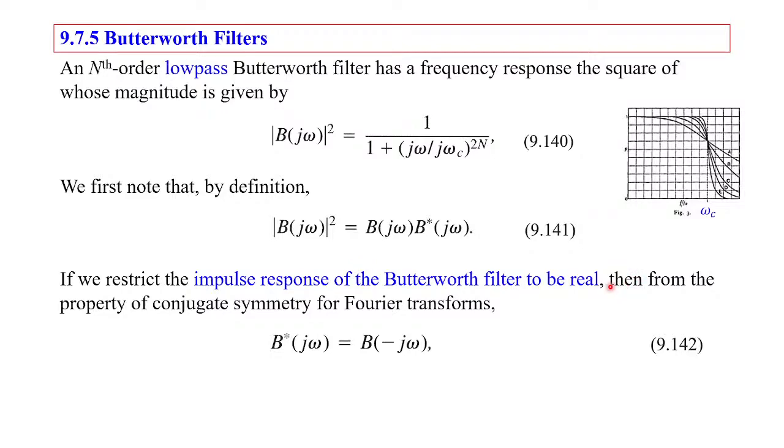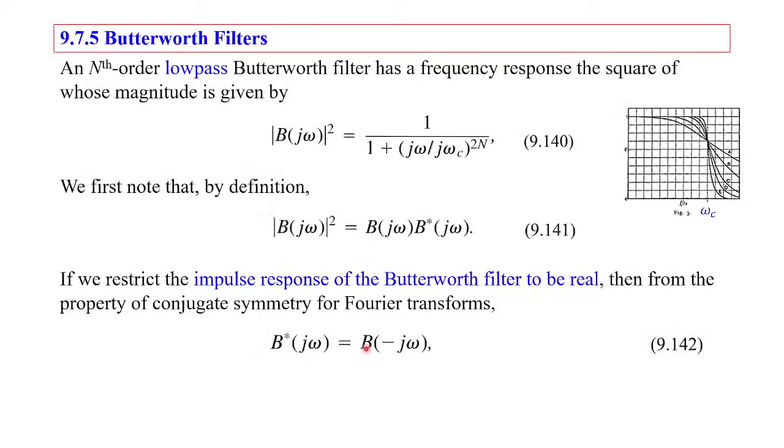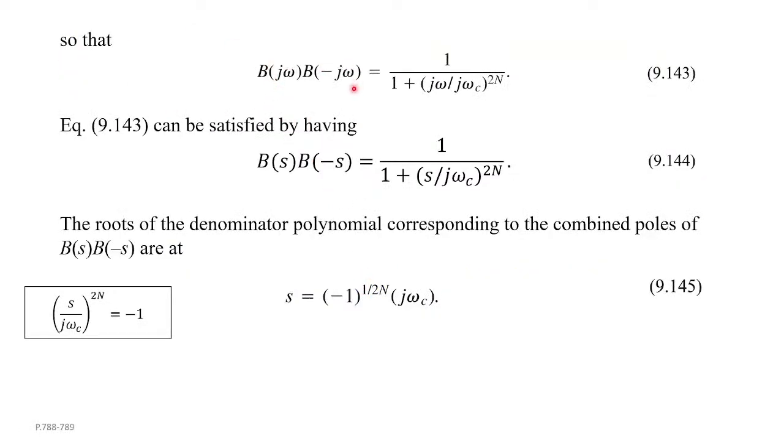Okay. And if you restrict that, then the Fourier transform property tells you that this conjugate equals B of minus j omega. Okay. So you plug this in, and all those together, you get back to B of j omega times B of minus j omega equals whatever is on this side.